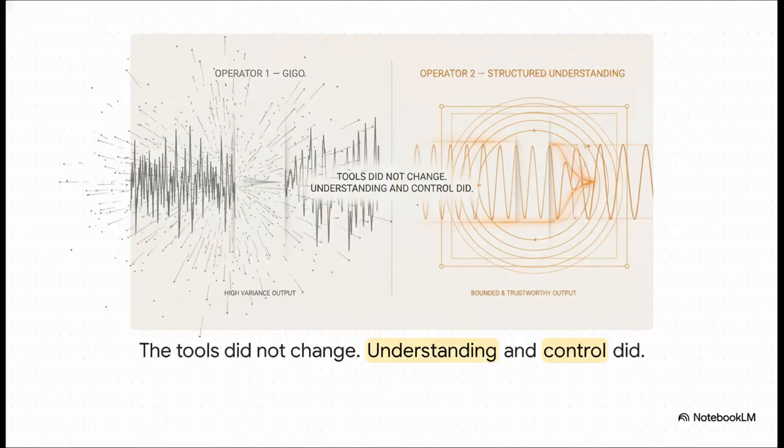And this right here is the result. You have operator 1, who lacks this structured understanding, and they produce high-variance, unpredictable output. Then you have operator 2, using the exact same tools, but within an architectural framework, and they produce bounded, trustworthy output. The difference is not the tool. The difference is the operator's mental model and the system's design.